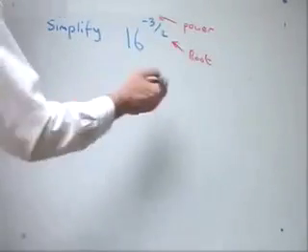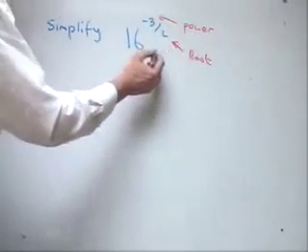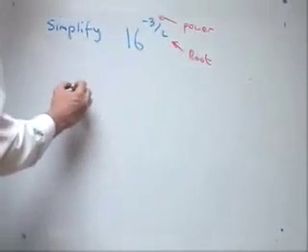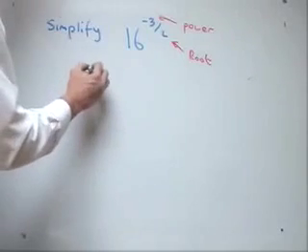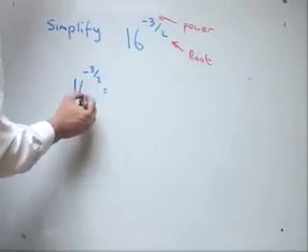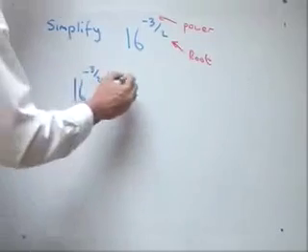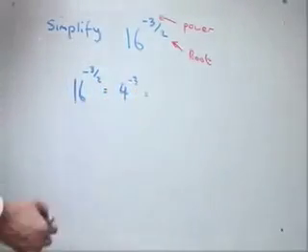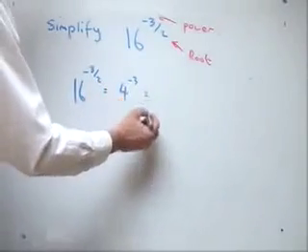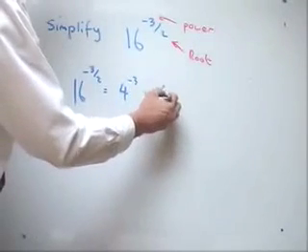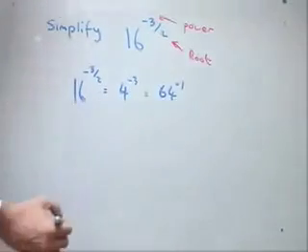We take the second root of 16. Well, the square root of 16 is 4. That leaves us with the negative 3. Let's take the 3 now. 4 cubed is 64. And we've got a negative 1 there now.